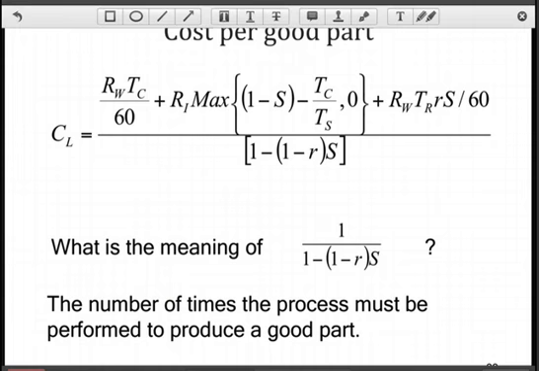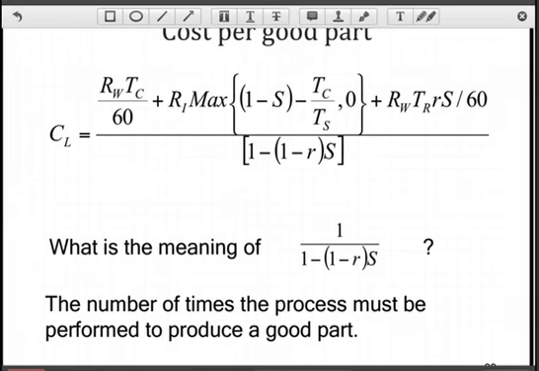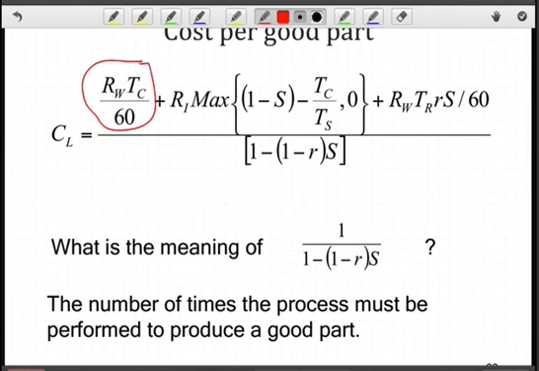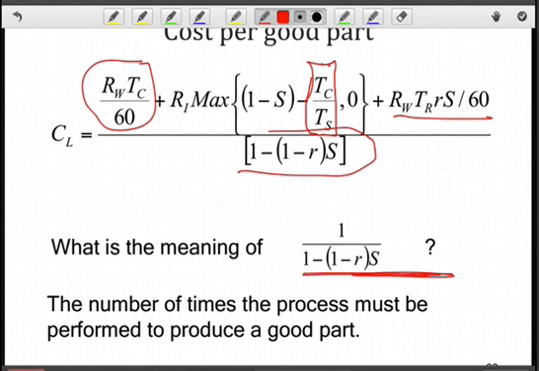So as you can see, I've got my base rate in terms of the cycle time, again the average cycle time. I have my incentive rate based upon this ratio of cycle time, we'll come back to that, over standard time. And this hasn't changed in terms of rework. Of course, I'm multiplying by 1 over 1 minus R times S, which you should know the meaning of at this point.